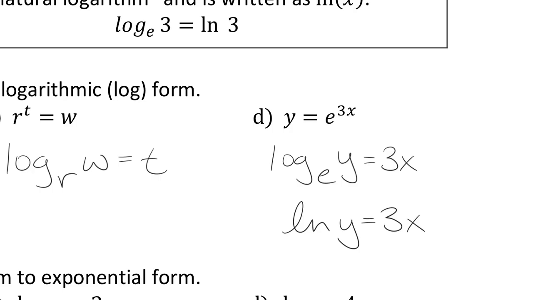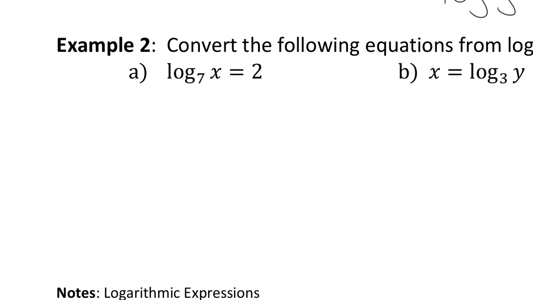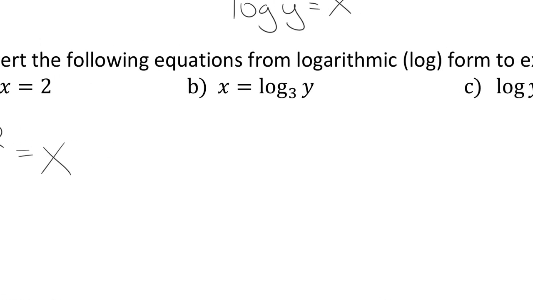What if we started off as a logarithm and I wanted you to write it as an exponential? We still ask ourselves the same question. What is the base? 7. So 7 to the power of 2 equals x. 7 was the base. The output was 2. Now it's the input. The input was x. Now it's the output. What about this letter B? What is the base? 3. What was the output?